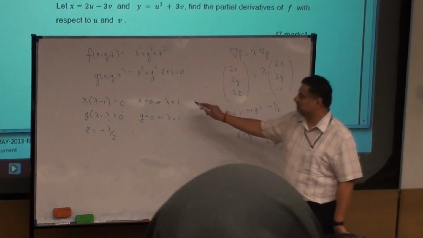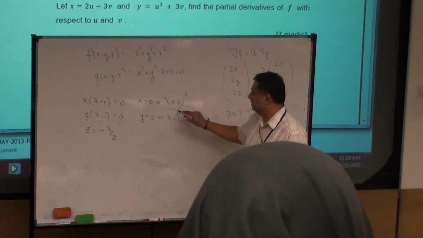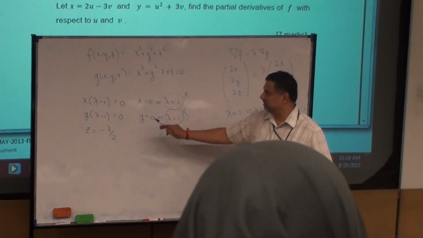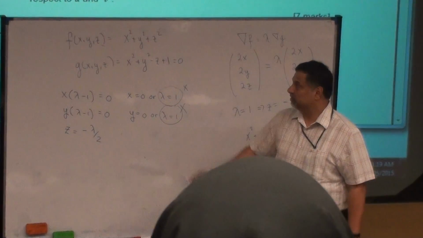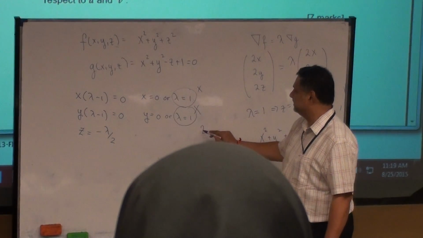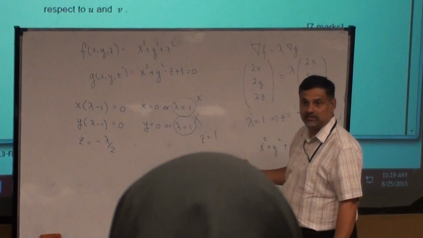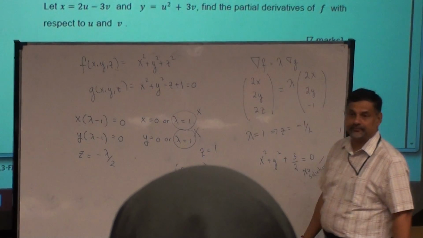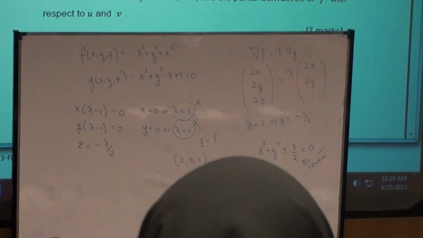That means lambda equals 1 cannot work, so the only solution is x equals 0, y equals 0. So now put it here: x equals 0, y equals 0 implies z must be equal to 1. So this is the only solution, (0, 0, 1), and this is the smallest distance.